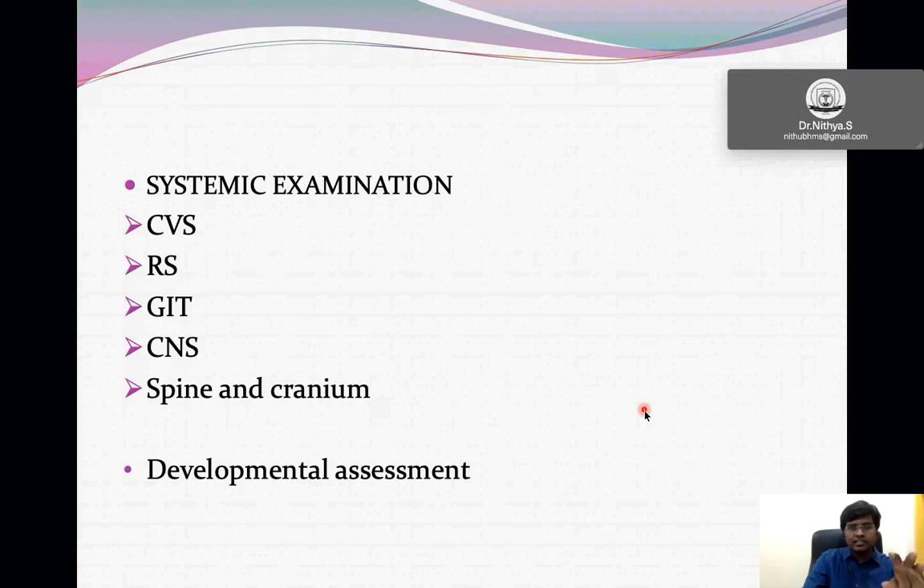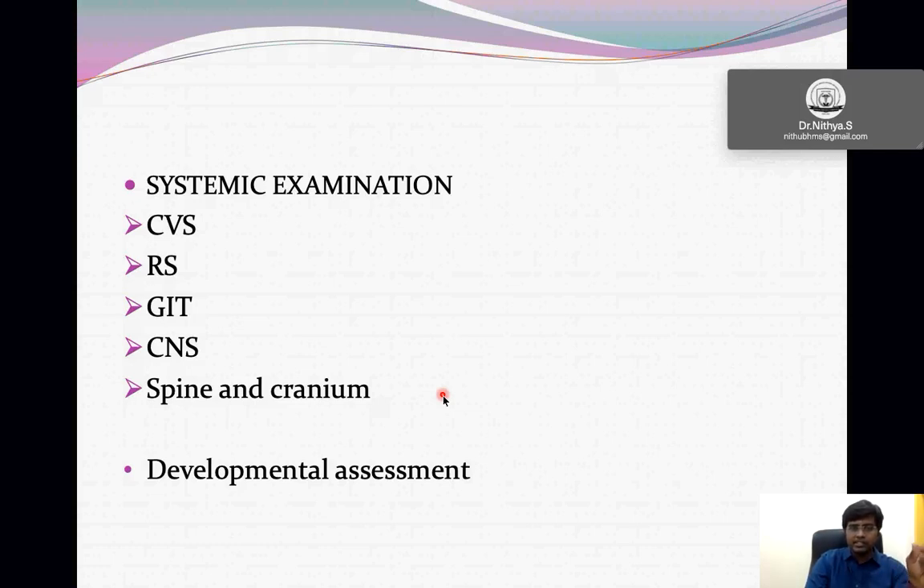For the examination part, using a knee hammer for your reflexes can be done last, because that will make a child very cranky. So that should be taken last. And the spine and cranium you should not miss out, because there might be some hidden defect in the spine and also in the cranium. And last but not the least, the developmental assessment should be done.